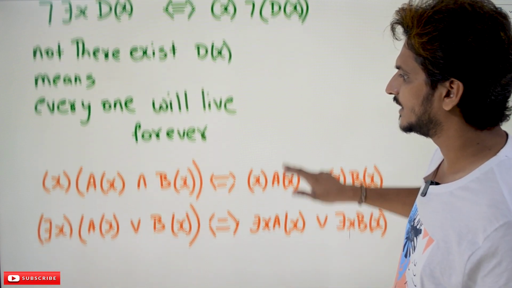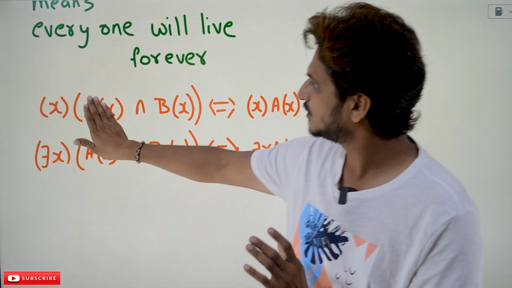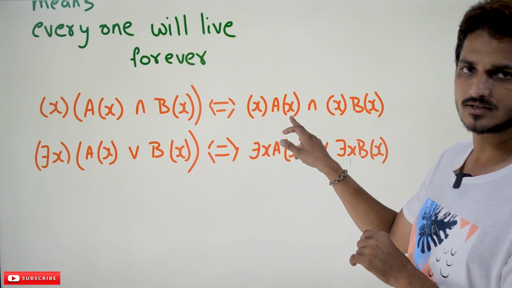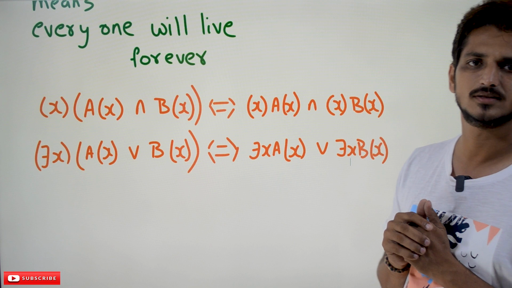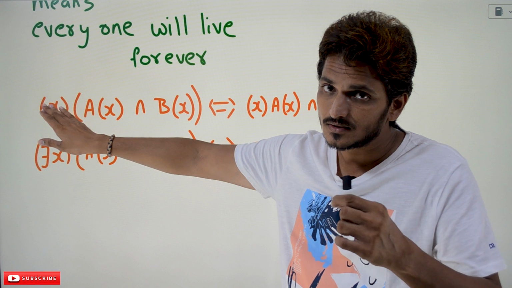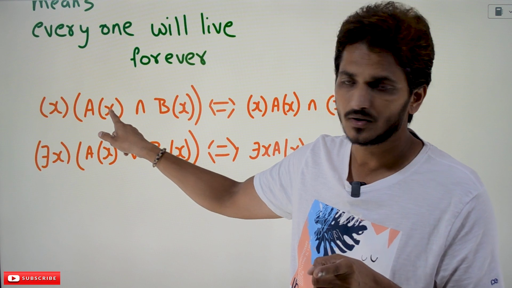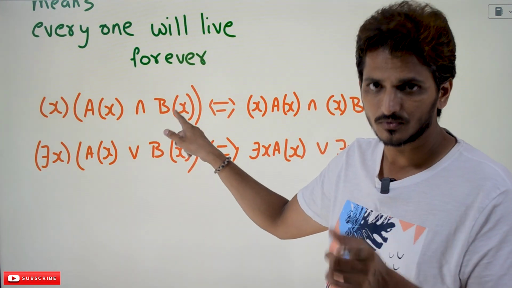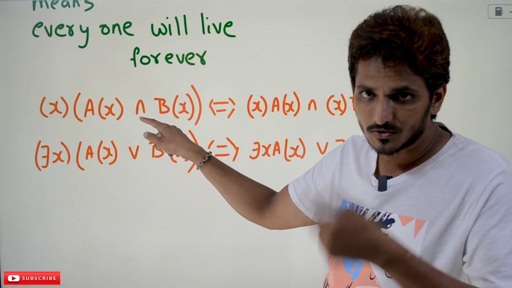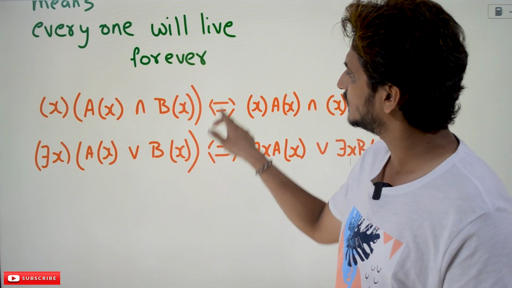Now coming to the next one: for all x, A of x and B of x. See, for all x is applicable to this entire equation. This is equivalent to for all x A of x and for all x B of x. Why is this equal? For all x means you take any x, that x has to satisfy this equation, meaning A of x has to be true and B of x has to be true. Then only this entire equation is going to be true. It should be true for all the x values. That is the meaning of this equation.